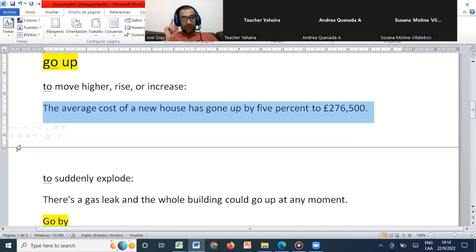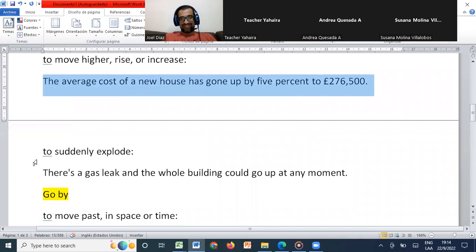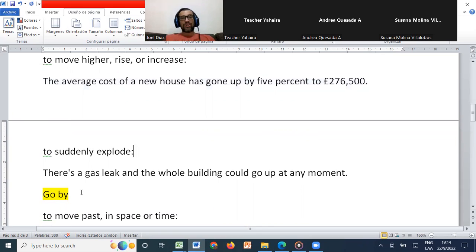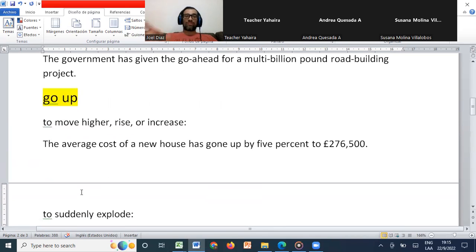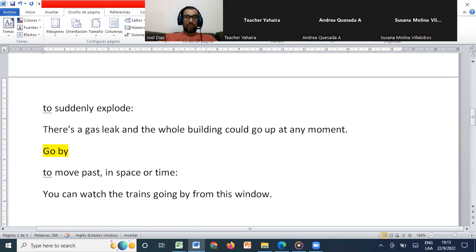Also, very, very important, to suddenly explode. Very interesting, right? We can say there is a gas leak at the whole building, and the whole building could go up at any moment. So in that case, go up is a synonym to say explode. That's also very important, because sometimes we don't know that meaning. Maybe we might even know the first one, to rise, but most of the time we as teachers don't know that go up also means explode. So that's something very important.